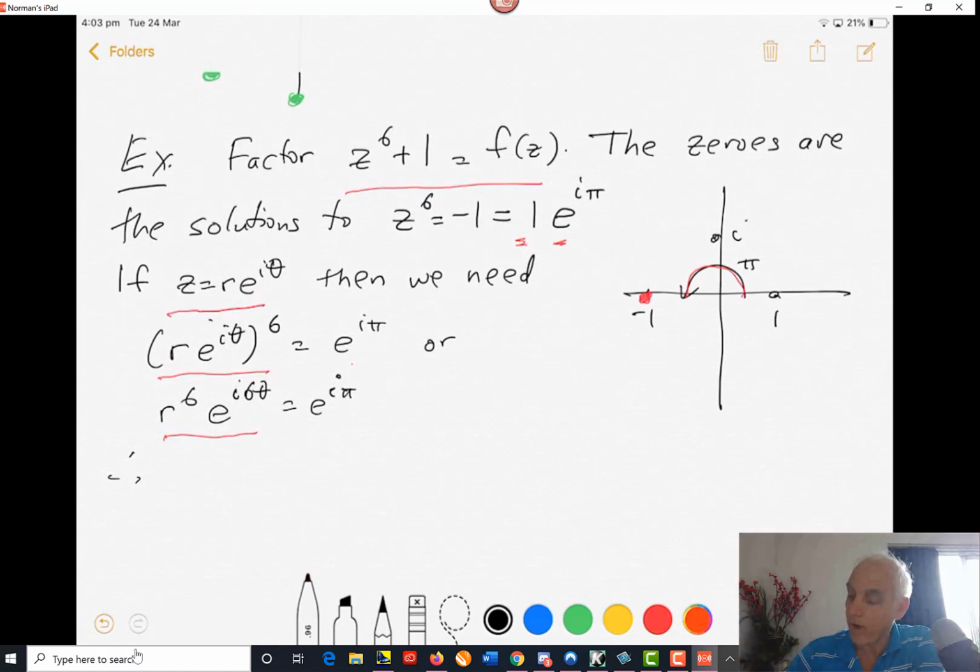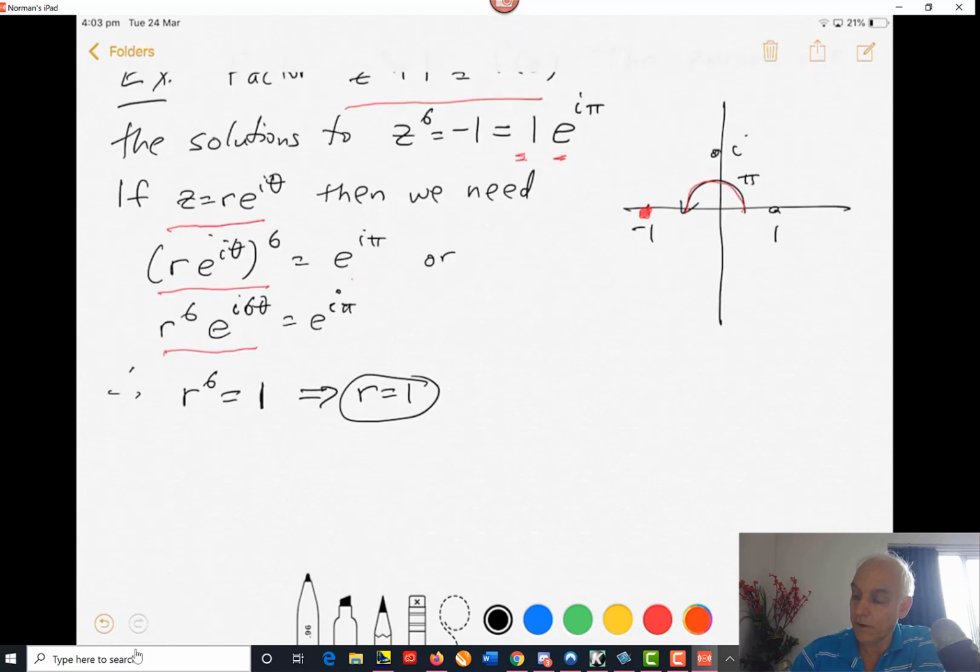So what can we conclude from all of that? Well, on both sides, the moduli have to agree. So r to the 6th is the modulus on the left-hand side. It has to be equal to the modulus on the right-hand side, which is 1. So we get the equation r to the 6th equals 1. And since r is a positive number, there's only one solution to that, which is r equals 1. What about the argument? Well, we get 6 theta, which is the argument on the left-hand side, should equal the argument on the right-hand side, which is pi, but possibly up to a multiple of 2 pi. So we write 2 pi k for k some integer.